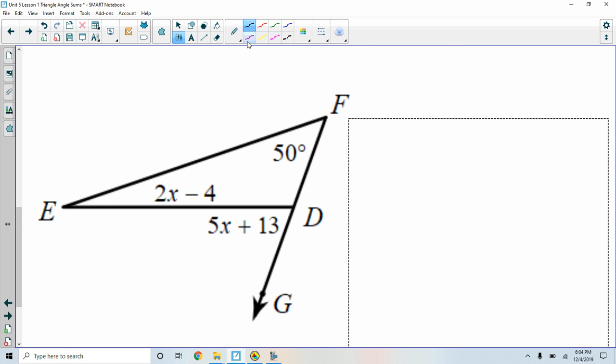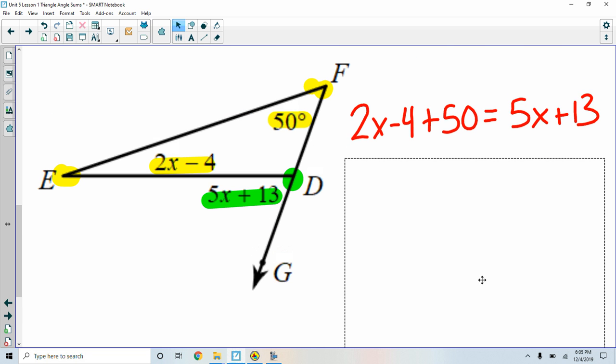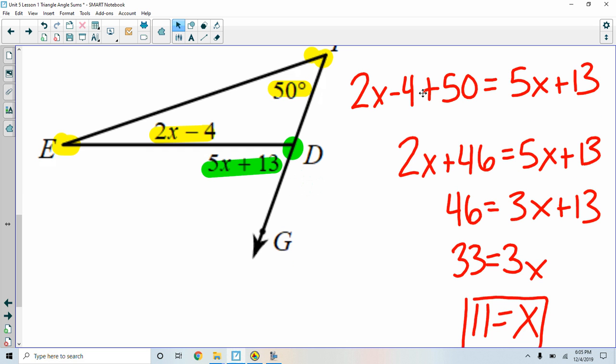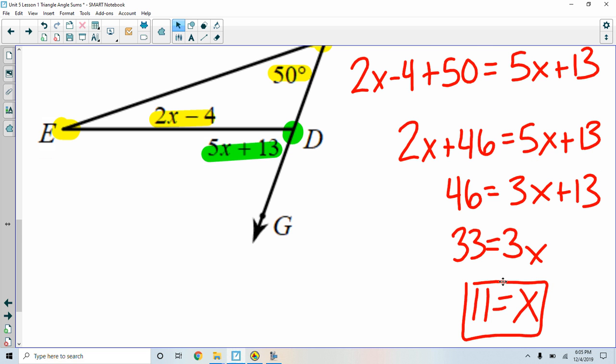Again, 2 interior angles at vertex E and F. I have my exterior angle located at angle D. So these 2 add up to be equal to this one. And now I just have to solve this multi-step equation. I combine the 50 and the -4. Subtracted 2x from both sides, subtracted 13 from both sides, and divided by 3, and found that x was 11.